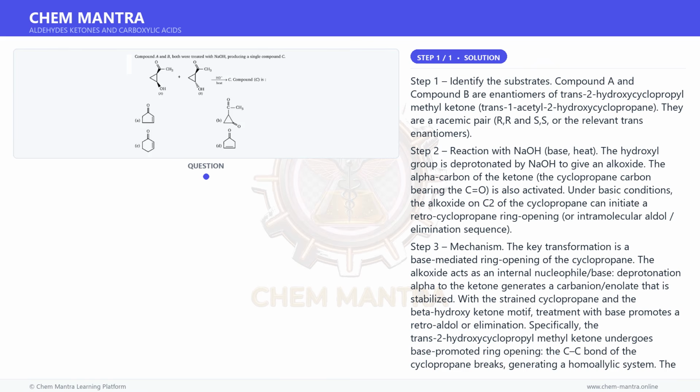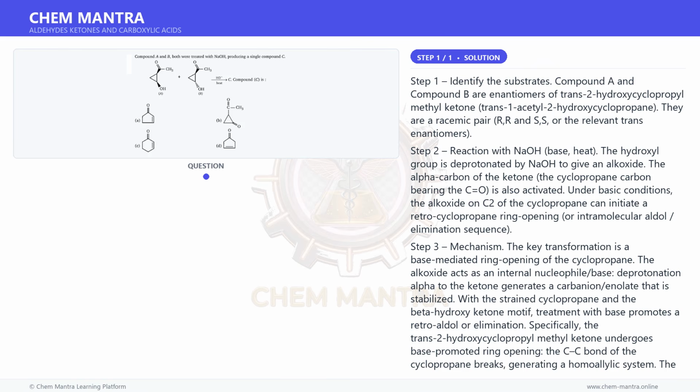Under basic conditions, the alkoxide on C2 of the cyclopropane can initiate a retro-cyclopropane ring opening or intramolecular aldol elimination sequence. Step 3. Mechanism. The key transformation is a base-mediated ring opening of the cyclopropane. The alkoxide acts as an internal nucleophile or base. Deprotonation alpha to the ketone generates a carbanion, an enolate that is stabilized.